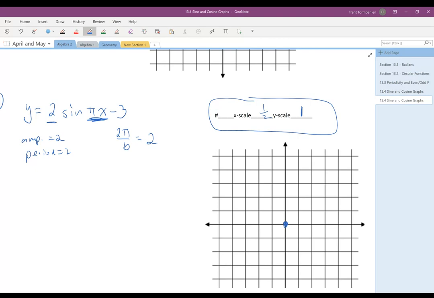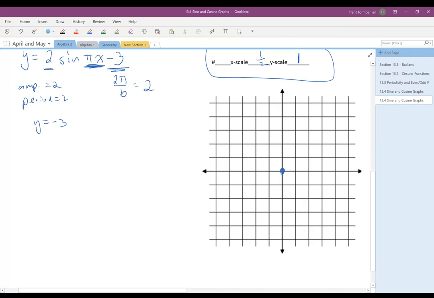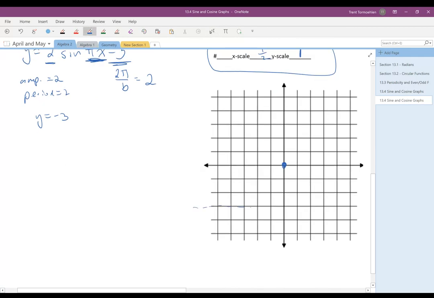The last thing is our midline. It's always y equals whatever is being added or subtracted to the sine or cosine function. In this case, it's negative 3. So when we look at this, we know our midline is going to be here. Our amplitude is going to be 2 above and 2 below that. Our first point is going to happen at 0, negative 3. Because our y scale is 1 and our amplitude is 2, our first point is going to go up 2 from there. Our next point is going to be here, and then here, and here. And that's what our graph's going to look like. That's one period of the graph.